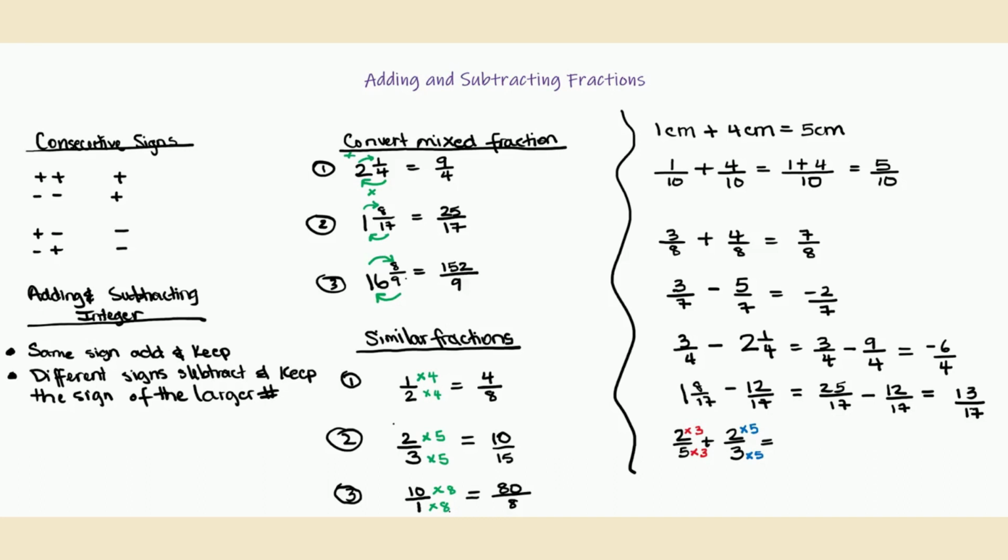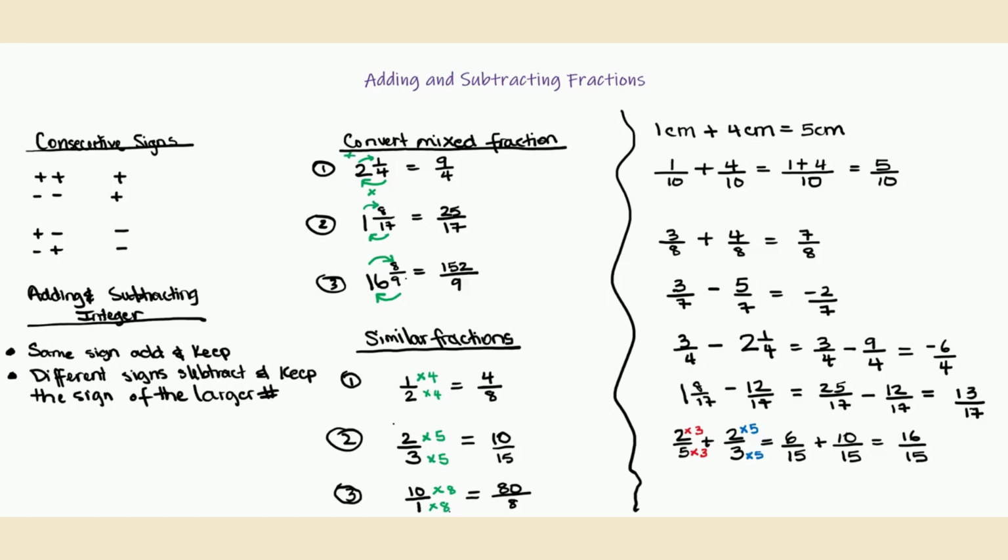Our resulting fractions will be 2 times 3, which is 6, over 5 times 3, which is 15, plus 2 times 5, which is 10, over 3 times 5, which is 15. And so now they have the same units. We can go ahead and just add them. So 6 plus 10 is 16 over 15, and we're done. So the aim, again, is to make sure that they have the same units. That way we can add them or subtract them.